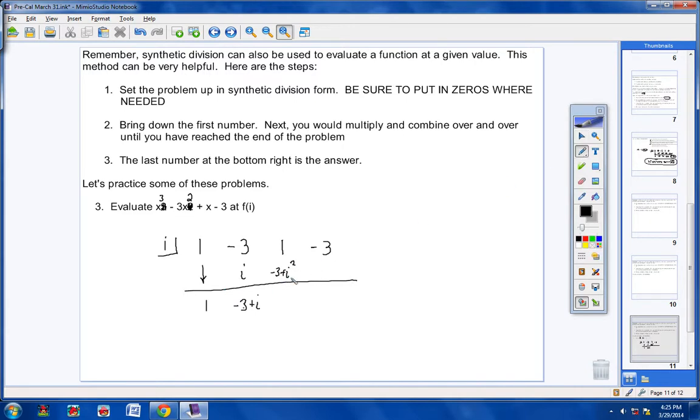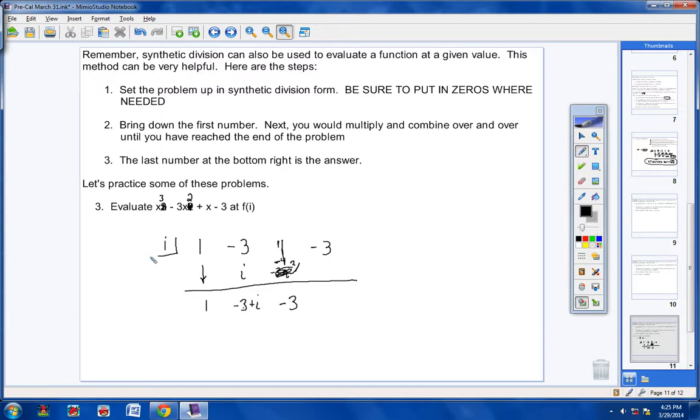Now remember, let's use our heads here a little bit. For i squared you can really substitute negative 1. So you really have negative 3 plus a negative 1. So really this whole thing becomes negative 4. Now combine these together. Combine your 1 and negative 4 and you'll get a negative 3.